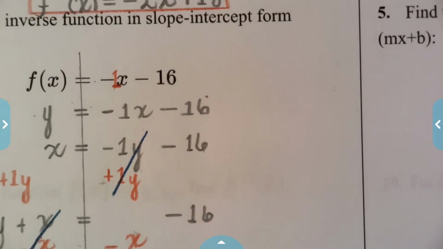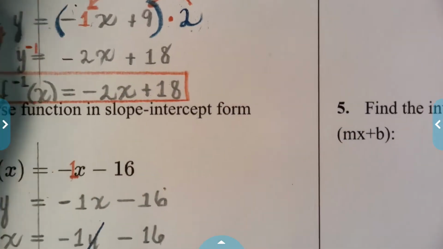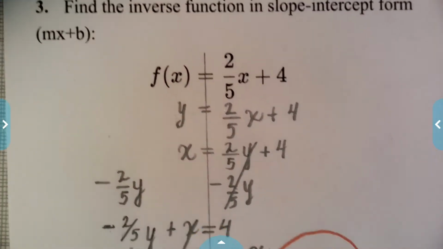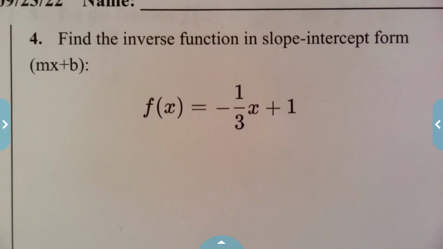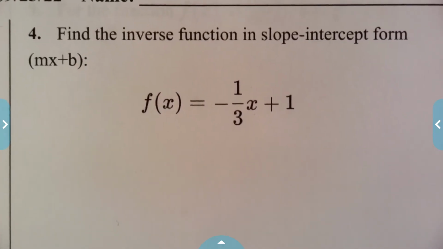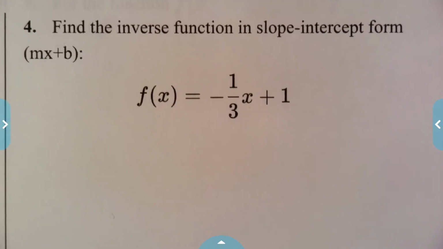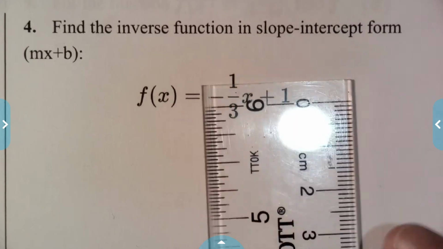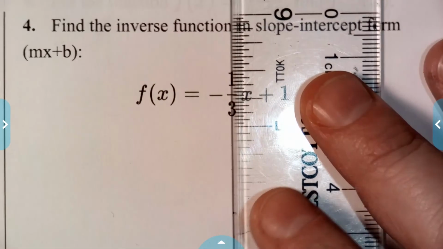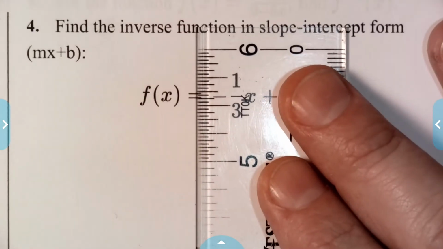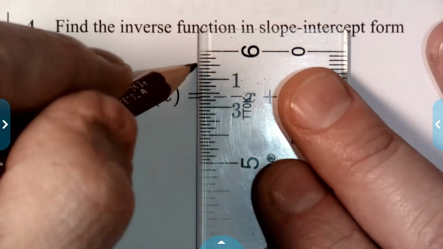Okay, and so we're back on the document camera. We're finished with number three, and we're moving on to number 4. Okay, so here we are up here. So same exact directions. We're going to find the inverse of the function. And I start with my straight edge and draw this vertical line so that everything is neat and tidy.